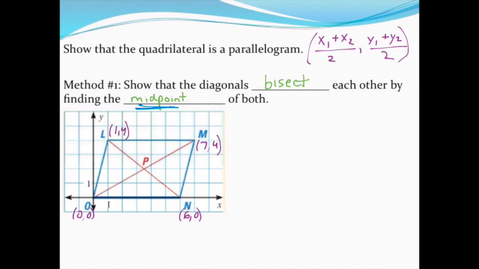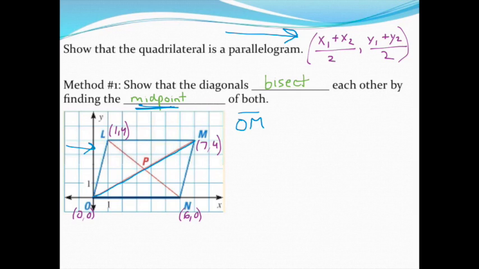If you forgot the midpoint formula, I've written it down up here. I remember it was to add up the x coordinates and divide by 2, and then add up the y coordinates and divide by 2, basically find the average of x and y. So let's go ahead and do that. I've also written down my coordinates already on my figure. So let's use the diagonal from O to M and find its midpoint first.